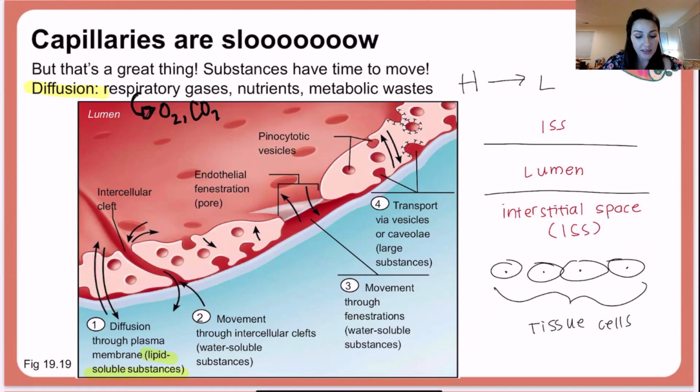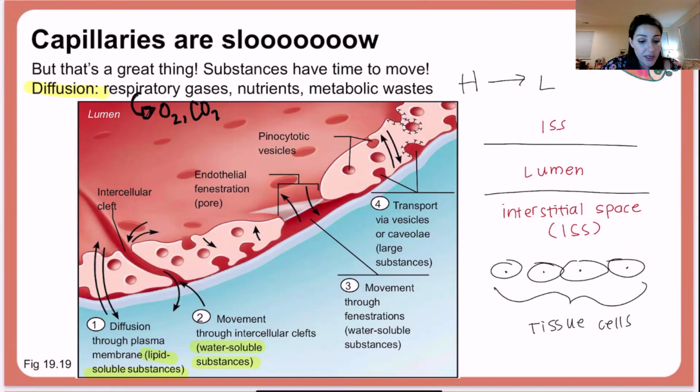Okay. The next thing is for our substances that are water-soluble. Water-soluble substances are not lipid-soluble, so they can't just pass through that membrane. They need another method of transport, and that method of transport is through the intercellular cleft. That's that little gap in the cells, that little space. So they just travel through space if they're water-soluble.